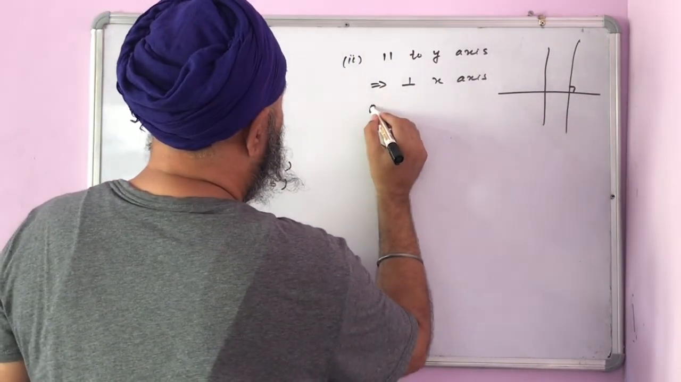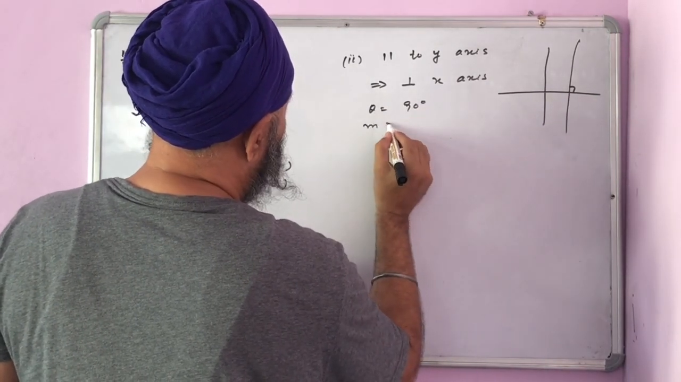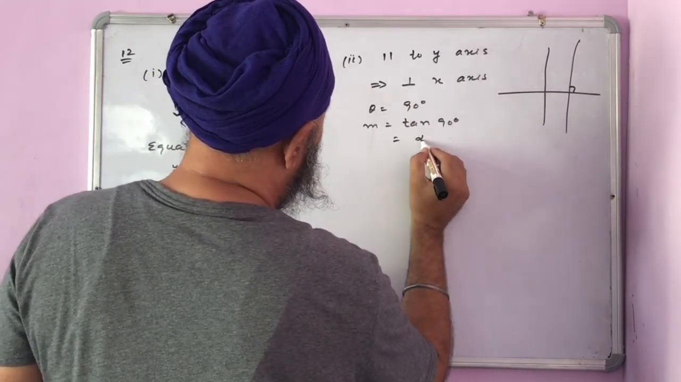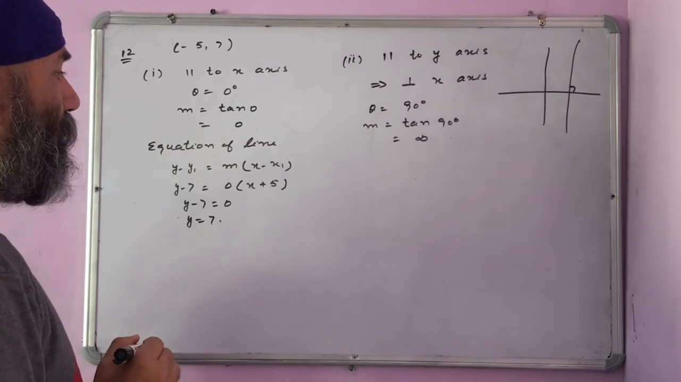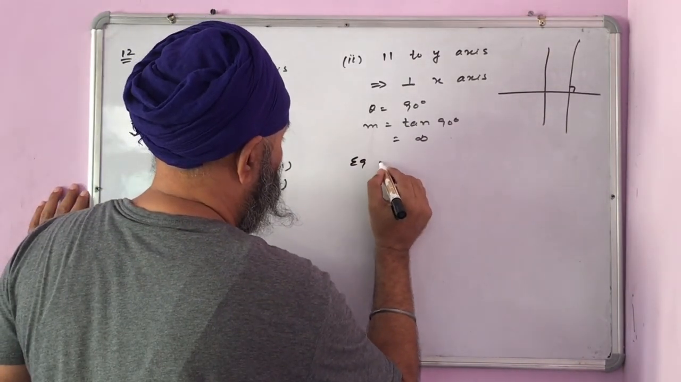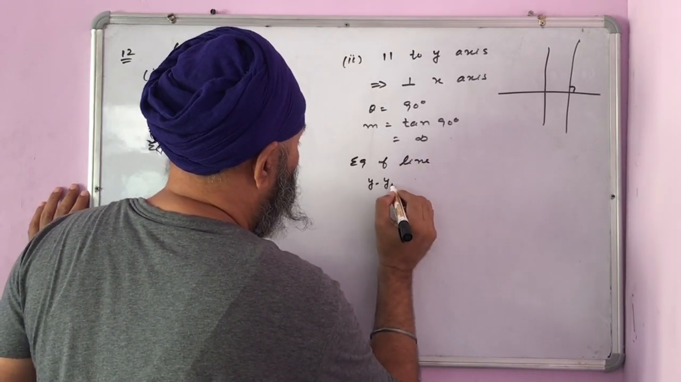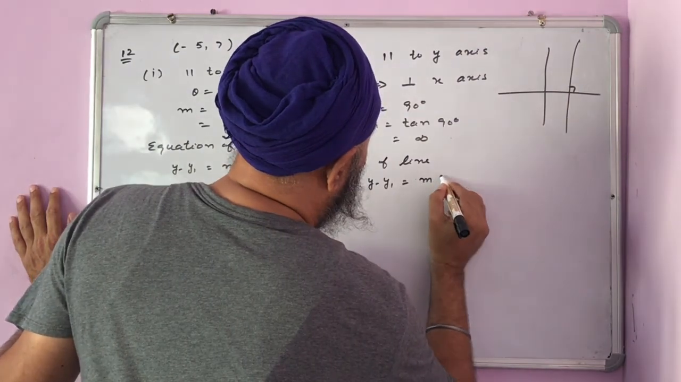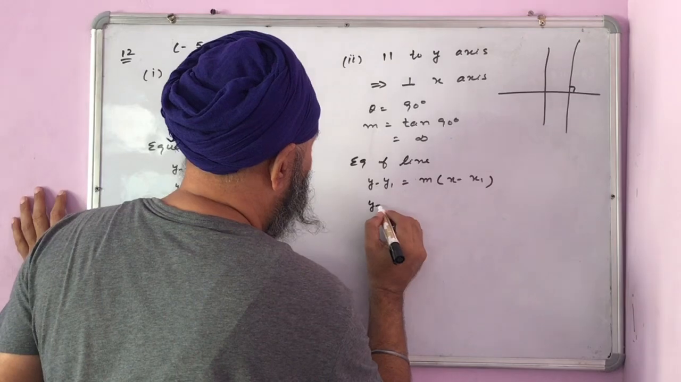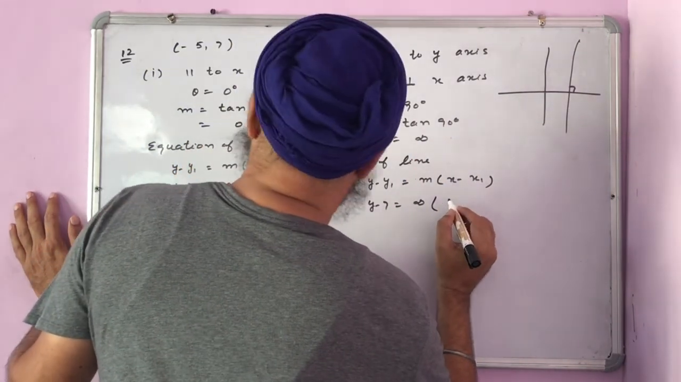So theta is 90, or m is tan 90, or infinity. Tan 90 is infinity, that we should remember. Then the equation of line is y minus y1 equals m times x minus x1: y minus 7 equals infinity times x plus 5.